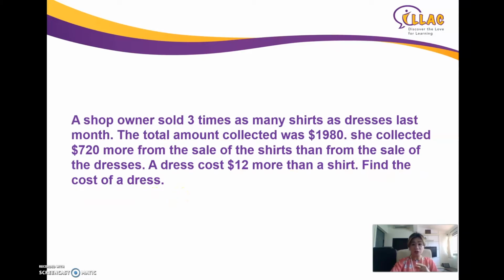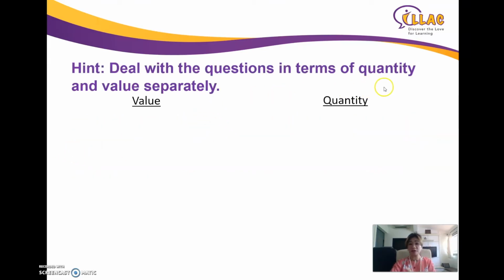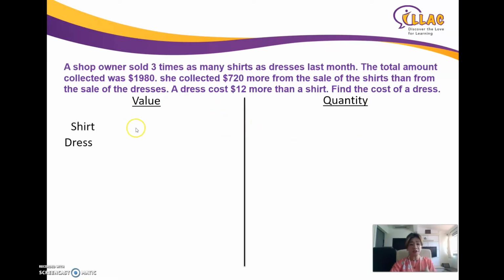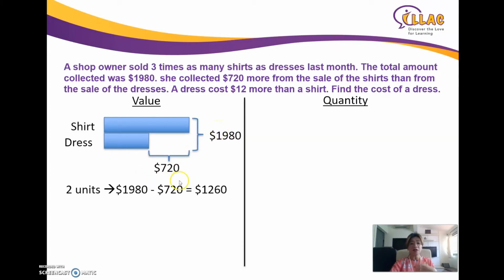Okay, so now let's take a look. How do we draw these 2 different parts together? So deal with the questions in terms of quantity and value separately. Remember this hint. So now I have value here, I have quantity here. So shirt and dress. Now the shirt is 3 times as much, but the value is that it is $720 more than the sale of the dress, correct? So I will draw in all this value, $720, 1980 at the side. So if I were to cut this out, I got 2 units over here. Therefore 2 units is 1980 minus 720, I get 1260.